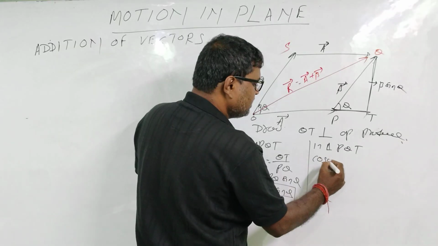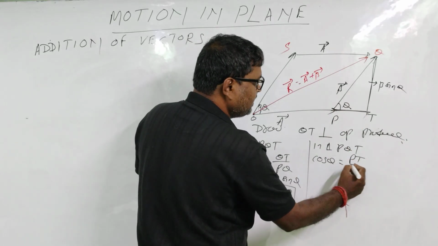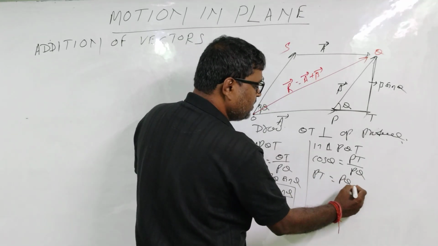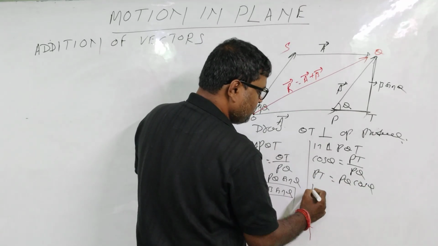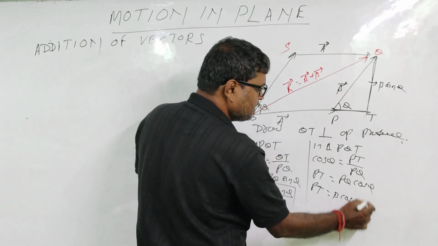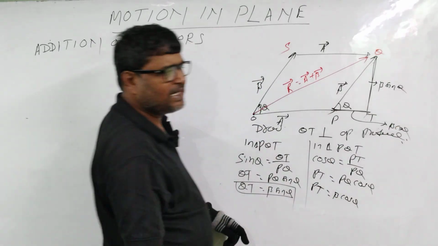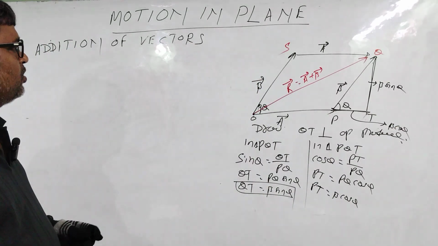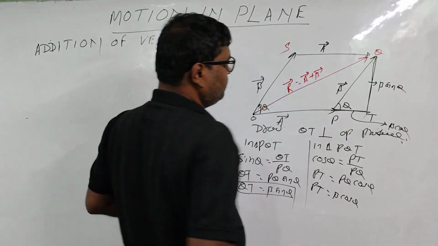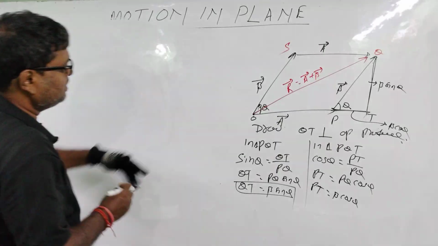Then cos theta equals PT by PQ, so PT equals PQ cos theta, and PT equals B cos theta. So this is B cos theta, the base. OQ is the resultant.